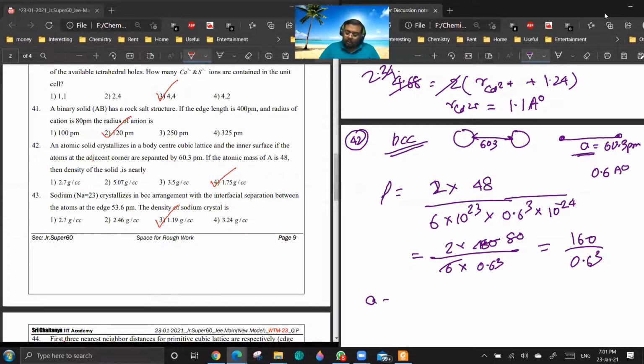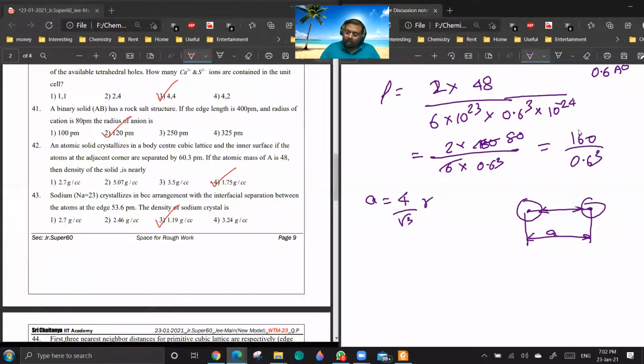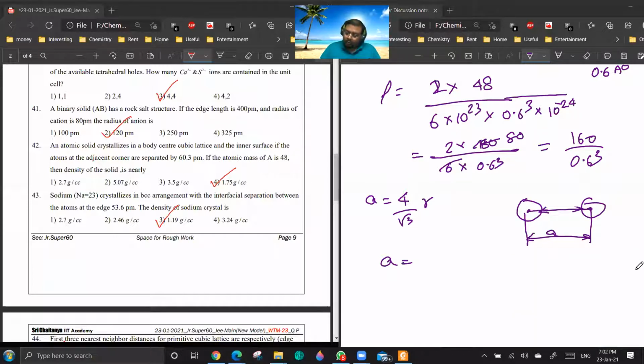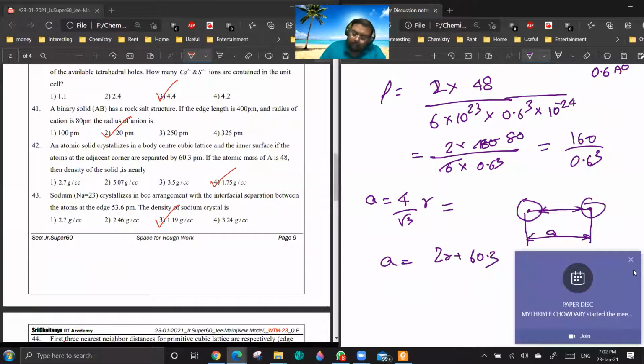Okay. Yes, sir. So you say that since it is BCC, A is like 4 by root 3 R. Basically this distance is given. This is something which you need to find out. This is A, right? Yes. So basically A is equal to 2R plus 2R plus 60.3. So 4 by root 3 R is how much?